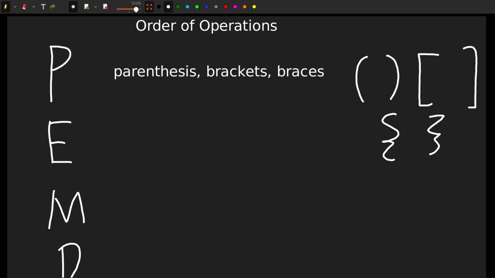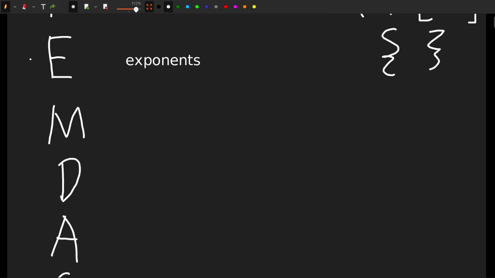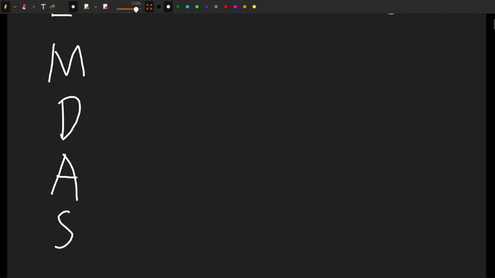The E stands for exponents. And I think that's fairly straightforward. Exponents. So if we see any exponents in our problem, we'll do those after we do parentheses. And then after that, we have the M and the D, which stand for multiplication and division. And with multiplication and division, we do this from left to right.